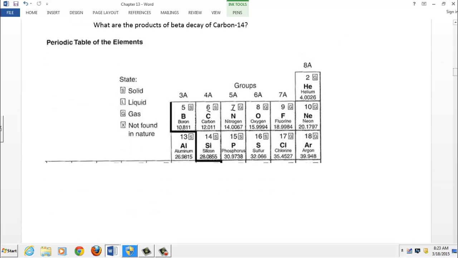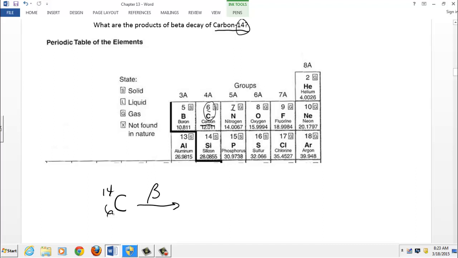Time for that shortcut. If we're told to start with carbon-14, then go to the periodic table and find out the chemical symbol for carbon. It's a C. The mass number follows the name, 14 mass units. And then that's going to change by beta decay. We should complete the chemical symbol over here with the atomic number. The atomic number of carbon is 6.